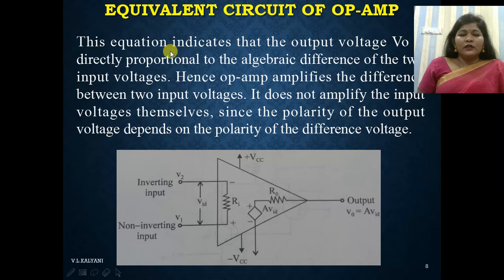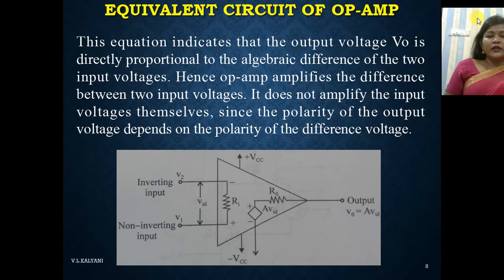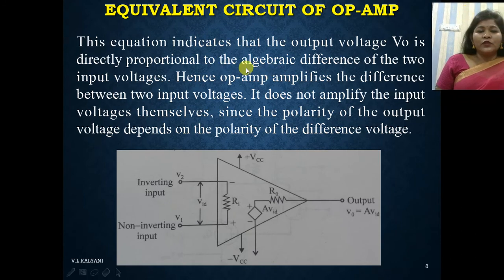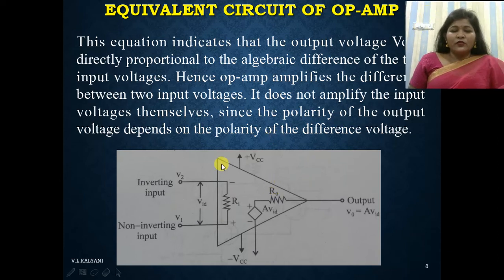So this equation implies that the output voltage V0 is directly proportional to the algebraic difference of the two input voltages. Hence, the operational amplifier amplifies the difference between two input voltages. It does not amplify the input voltages themselves, since the polarity of the output voltage depends on the polarity of the difference voltage. So this is the basic equivalent circuit of operational amplifier.